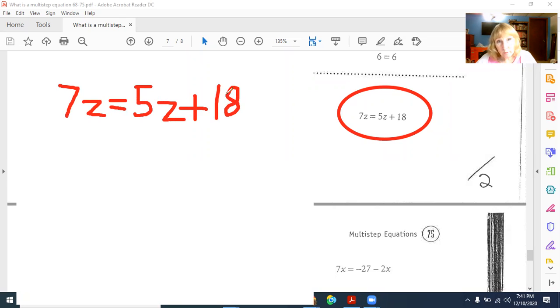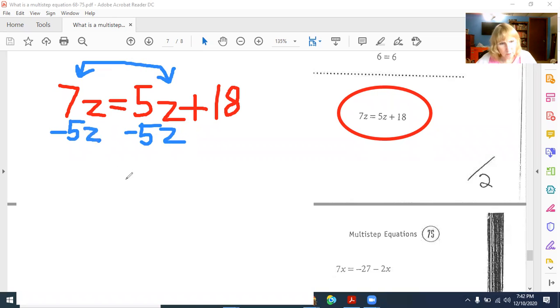Normally we would say, oh, let's get rid of the 18, right? But no, first I need to combine my like terms. They happen to be on opposite sides of the equals, don't they? So I have to move one or the other. So I can either move the 5z over to the 7z side, or I can move the 7z over to the 5z side. I'm going to choose to move the 5z by subtracting 5z from both sides. That will get rid of the 5z on the right side and add the 5z to the left side.